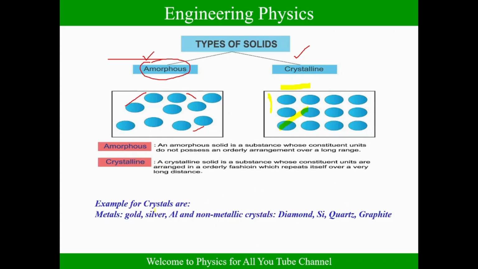Examples of crystalline solids are all metals like gold, silver, aluminum, and non-metallic crystals like diamond, silicon, quartz, graphite. These are examples of crystalline solids. Now, examples of amorphous solids: plastic, rubber, glass, and so on. These are examples of amorphous solids.